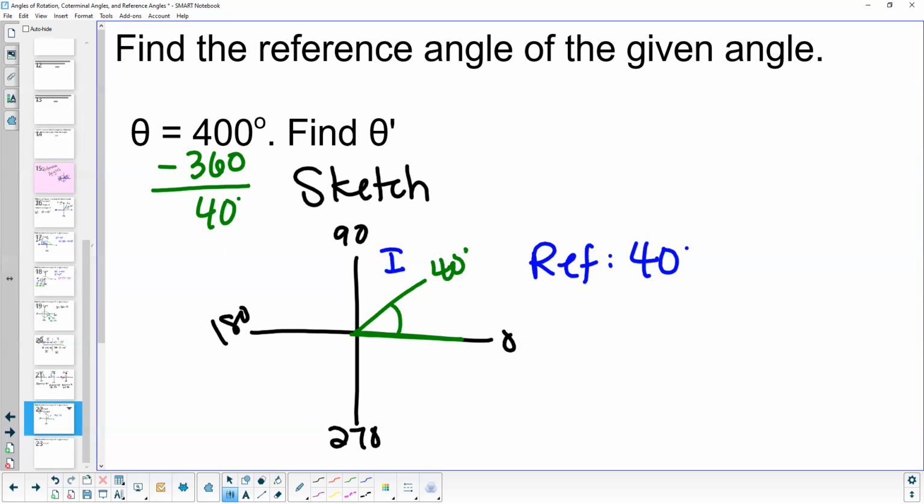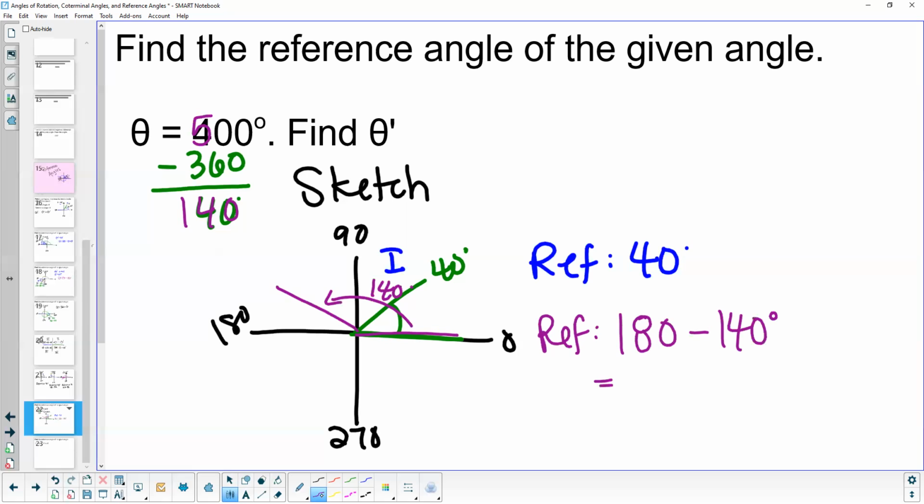If our coterminal angle ended up being 140, so say we ended up having 500 here and we got 140, as we go to sketch our 140 over here, then what we can do is follow that same pattern. So our reference angle in this case, our purple angle, is going to be 180 minus our 140 degrees, and it's still going to end up being that 40 degrees. So we want to use that coterminal angle, the one between 0 and 360, to find this.